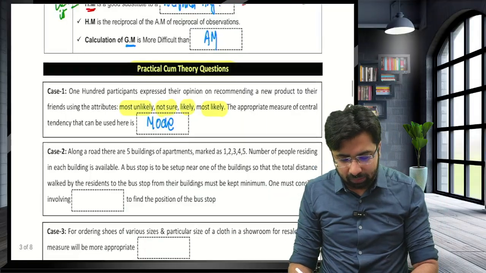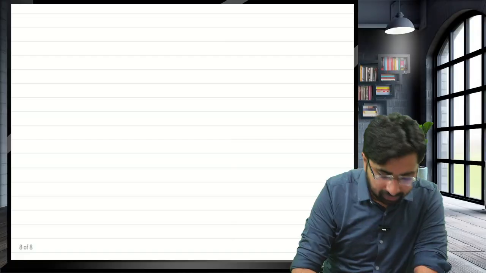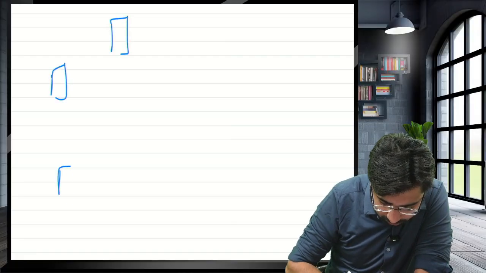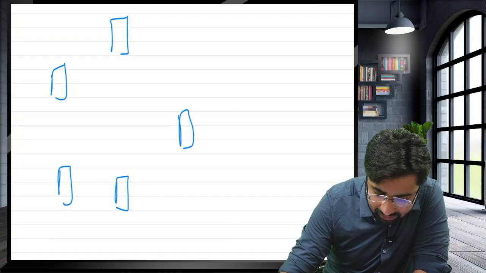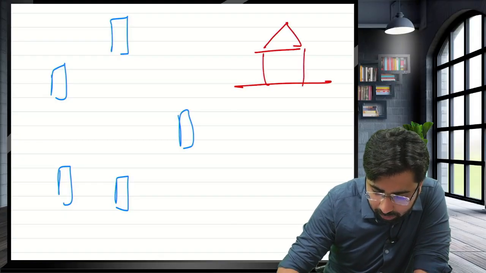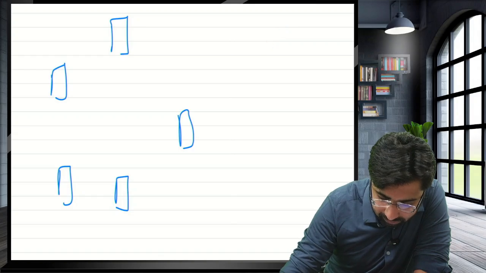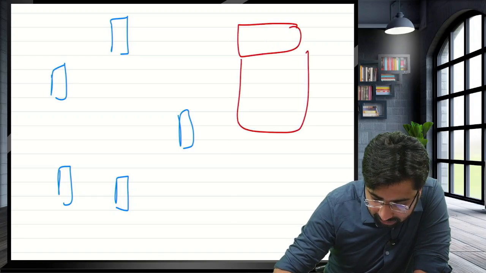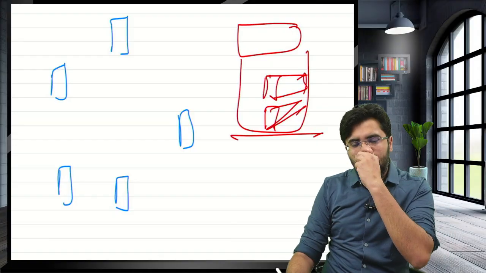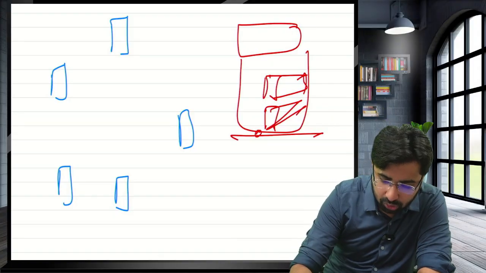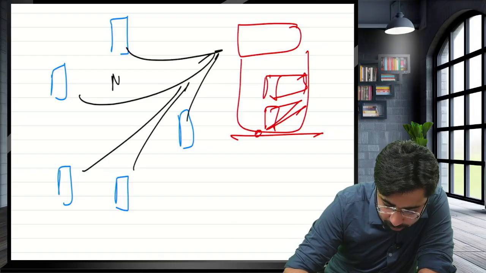Now see one more part. I'll explain this question, you can read it. There are 5 buildings, 1, 2, 3, 4, and 5. Here I have to make a bus stop. Now where should I make this bus stop so that the distance between all the buildings is minimum? The distance should be minimum.